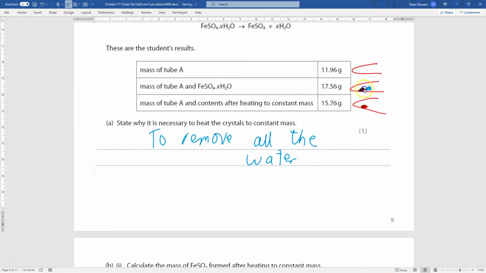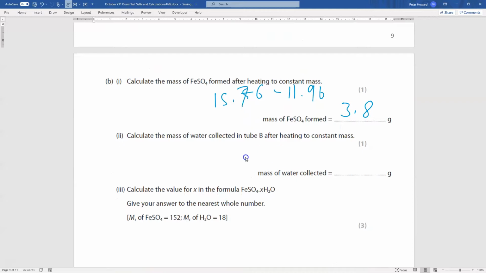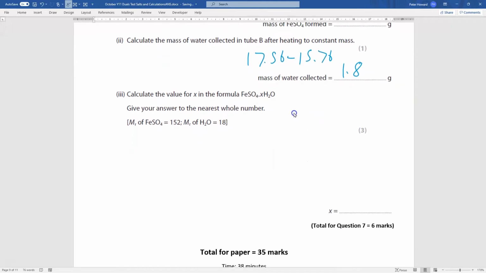Mass of water collected. If we look at the last two pictures, when it's got this one, it's got some water. After heating, it's lost the water. So the mass will be 17.56 minus 15.76, giving me 1.8 grams. Find the value of X.